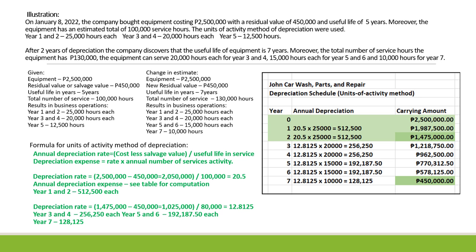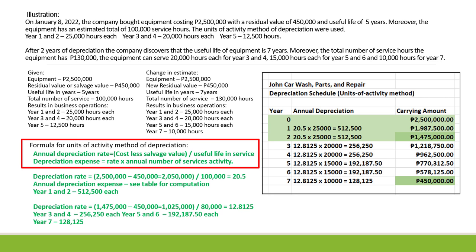Results in business operations: year 1 and 2, 25,000 hours each. Year 3 and 4, 20,000 hours each. Year 5 and 6, 15,000 hours each. Year 7, 10,000 hours. Formula for units of activity method of depreciation.